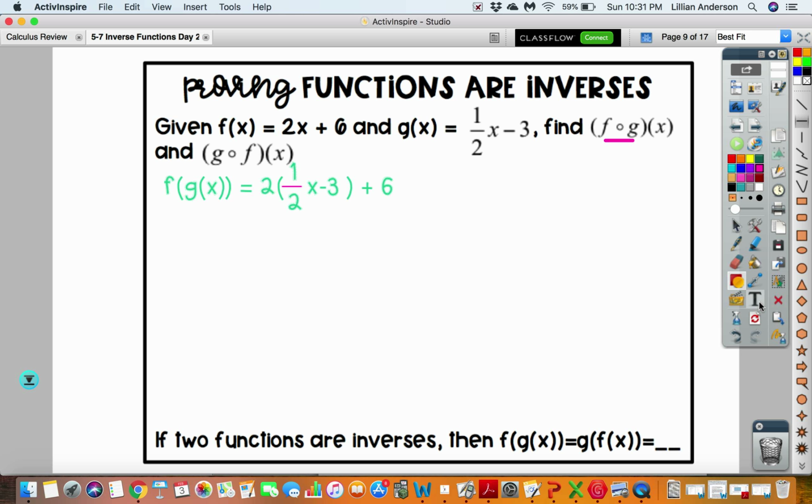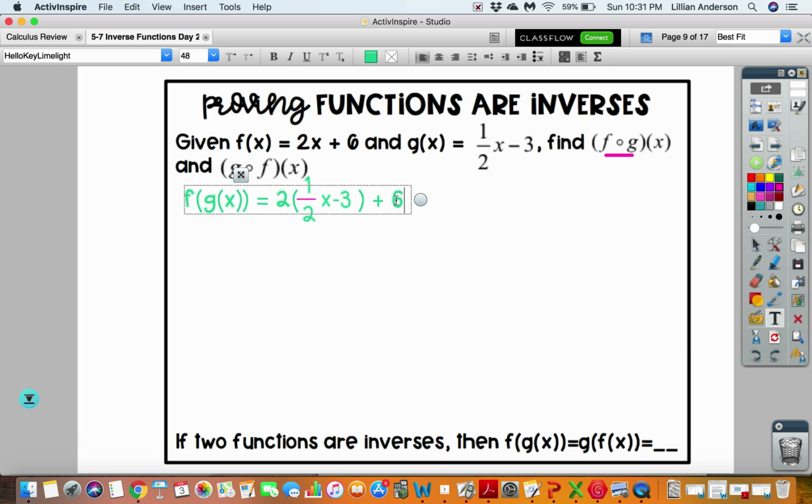All right, I have plugged g into f. And now we're going to go ahead and simplify this out. So of course, anytime you have a number on the outside of parentheses, you want to distribute. So 2 times 1/2 x just becomes x, and 2 times negative 3 is a negative 6, and then we just bring down that 6 that was already on the outside. And as we can see, if we continue to simplify, we will have just x.